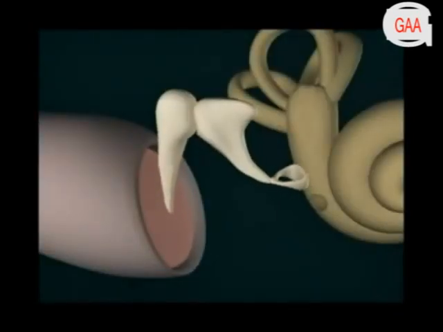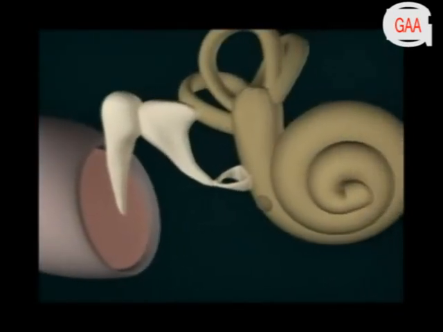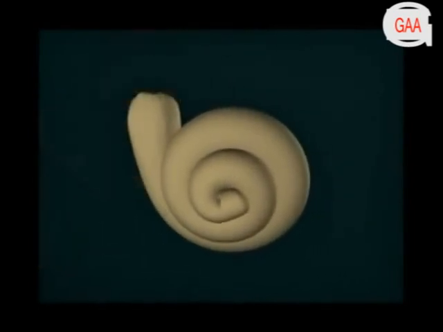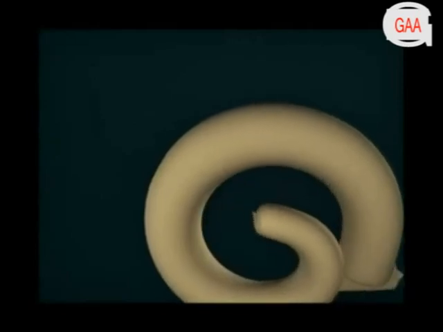Now we arrive at the most complicated part of hearing, that is the cochlea. In reality, it is coiled, but it is easier to understand when straightened out.